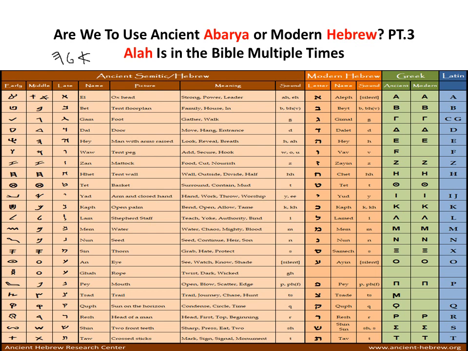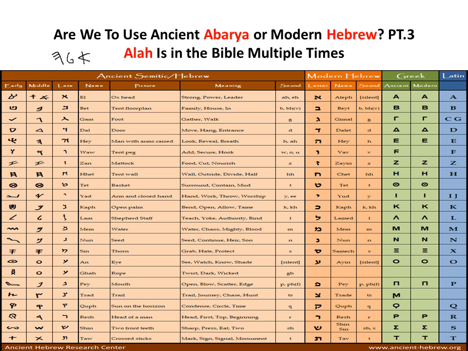The first letter represents an ox head, meaning strong power leader. To put it all together in one word in translation, mighty. Second letter, La, is a shepherd's staff. For a teacher, one with authority. So we would say shepherd. And the third one, Ha, is a man with his arms raised. So if we were to interpret this according to the ancient pictograph, it would be mighty shepherd of man. Is it a name? No. It is a title.